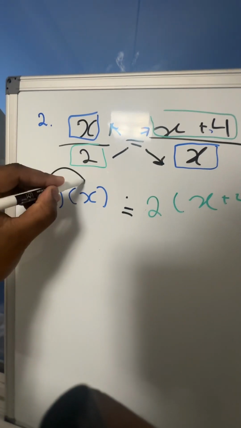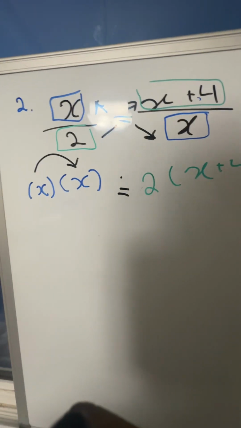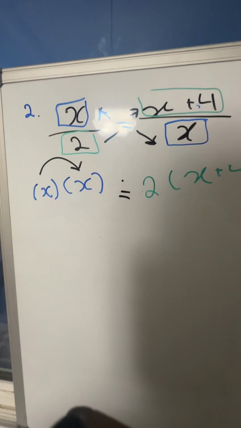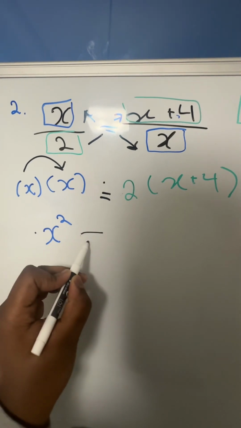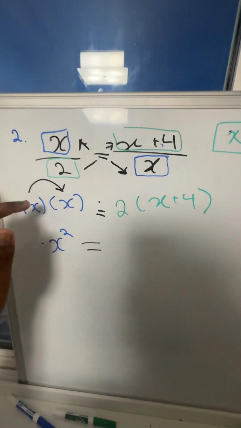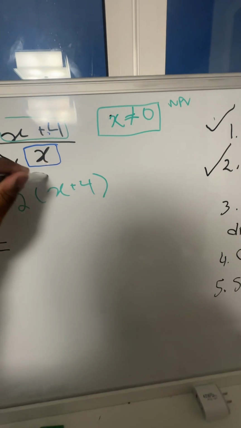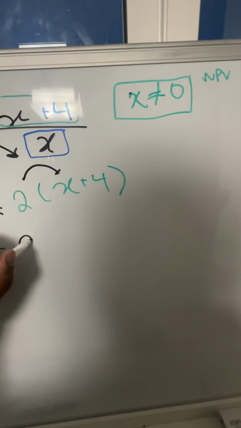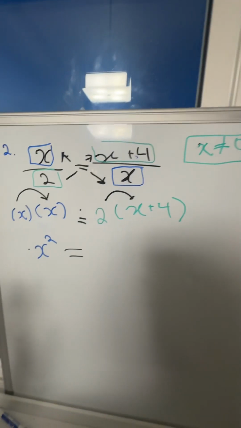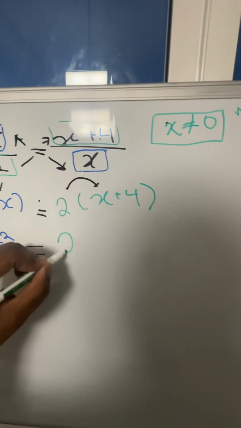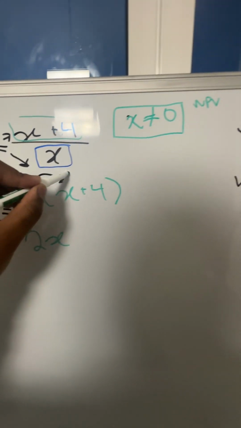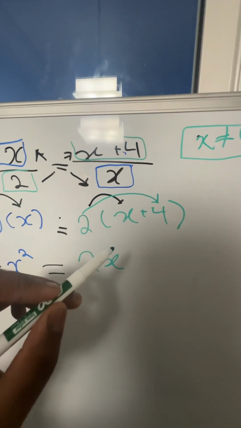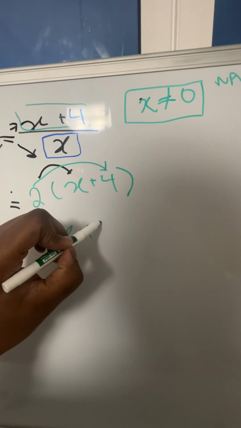So x multiplied by x gives you x squared. Let me put it in blue. So you get x squared, right? You're still gonna leave the equal sign. So then we've distributed the x to the x. Now we're gonna do the other. So 2 times x gives you, sorry, 2 times x gives you 2x, and then 2 multiplied by 4 gives you 8. Okay.